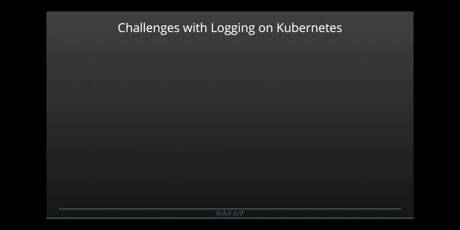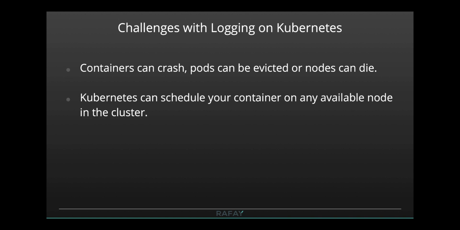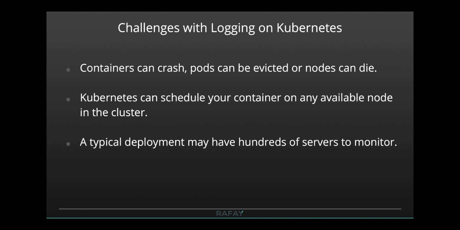For applications deployed to Kubernetes environments, logging can become complicated. Some of the issues that have to be dealt with are: containers can crash, pods may be evicted, nodes can die. Kubernetes can schedule your container on any available node in the cluster. A typical deployment could have hundreds of servers to monitor. In any scenario, one cannot afford to lose access to application logs. Therefore, it is a common practice to aggregate logs in a central repository independent of the Kubernetes nodes, pods, or containers.